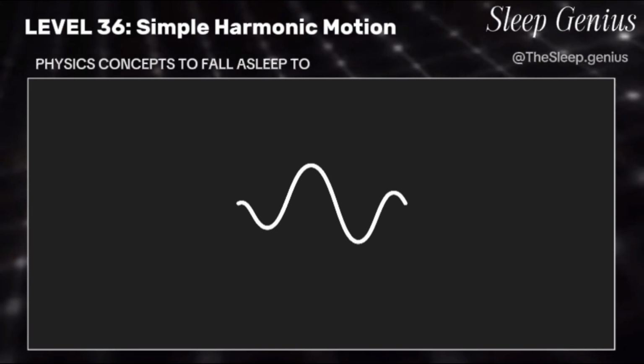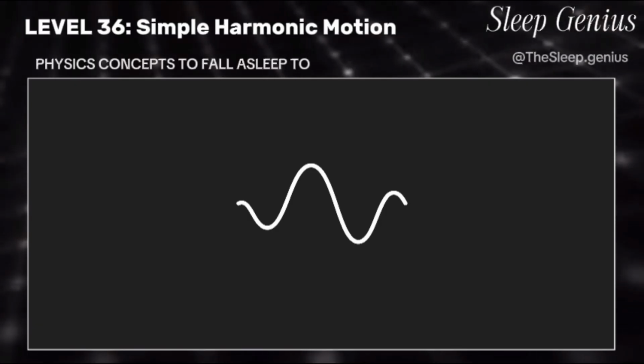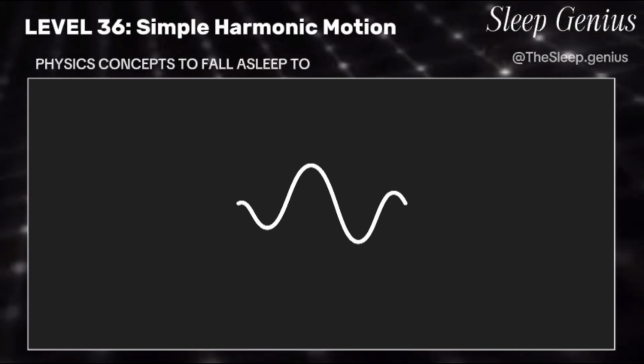Objects in simple harmonic motion change their position smoothly over time. Velocity is highest at the center and zero at the extremes. Acceleration is greatest at the extremes and zero at the center. The energy shifts between kinetic and potential forms, creating continuous motion.